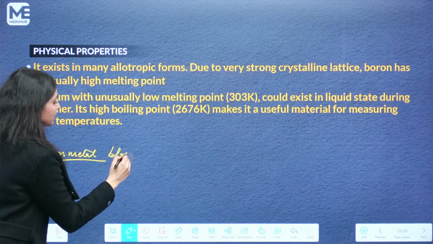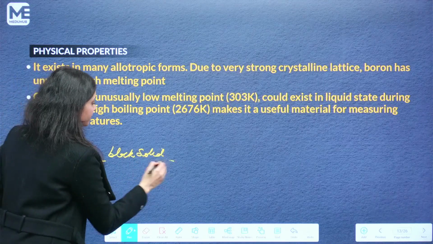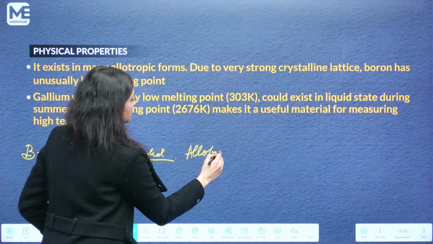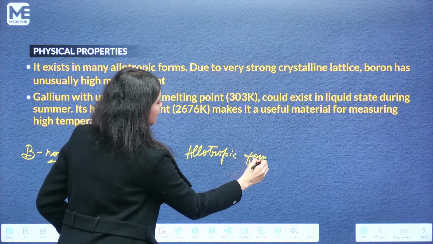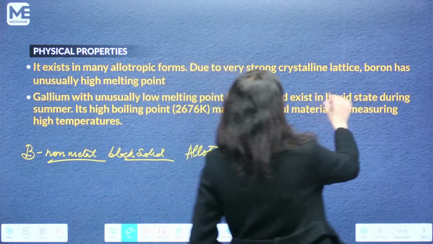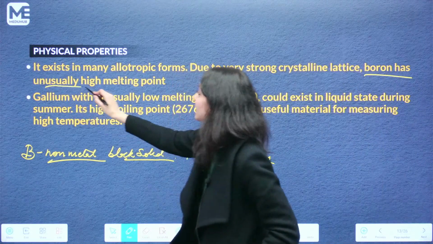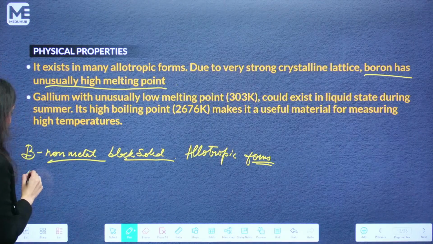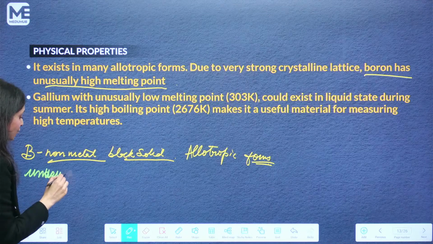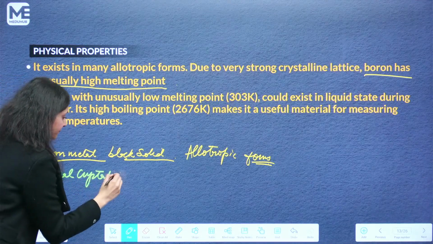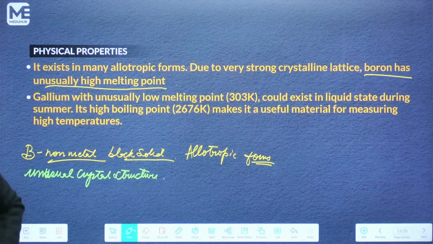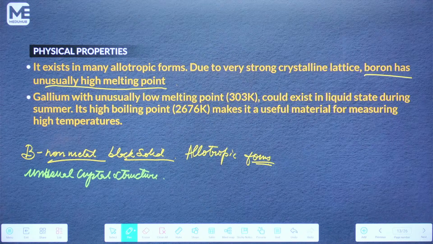It is a black solid and it has many allotropic forms. What is interesting about boron is that boron has an unusually high melting point. Now, why is it so? It is because of the structure of boron. Now, boron has a very unusual crystal structure. It has a very complex structure. And why is it so? It is because boron is electron deficient. We'll talk about electron deficiency of boron when we move on.